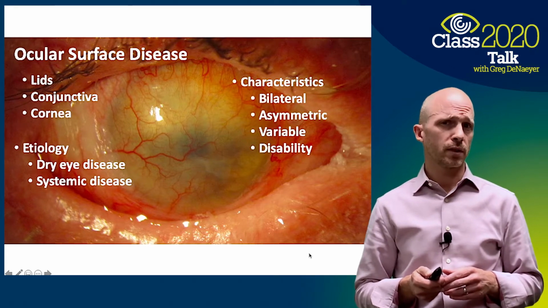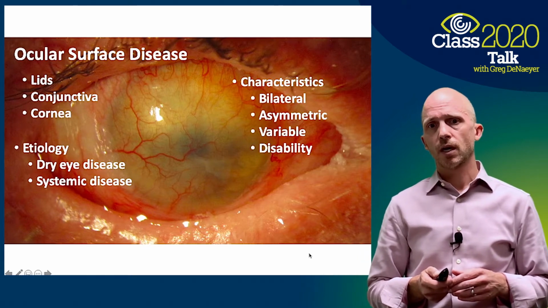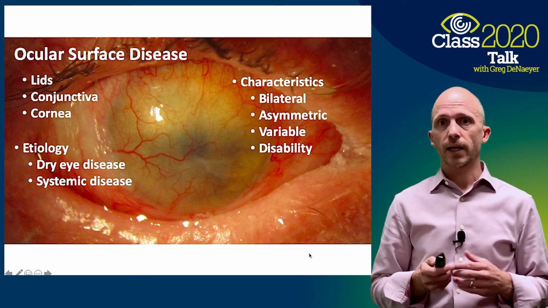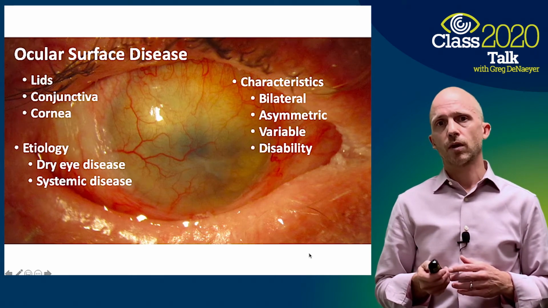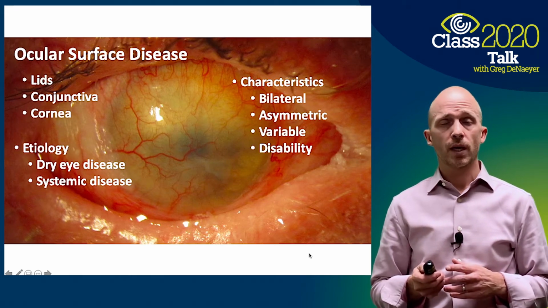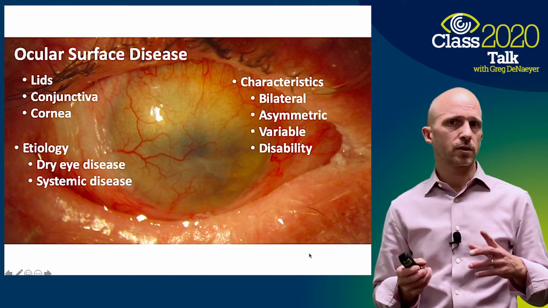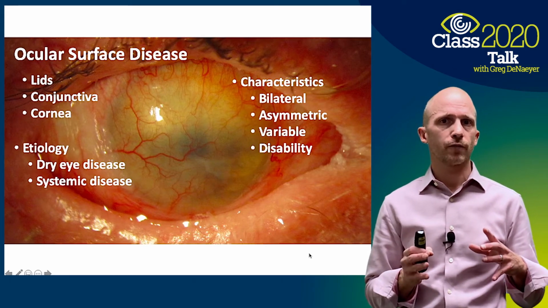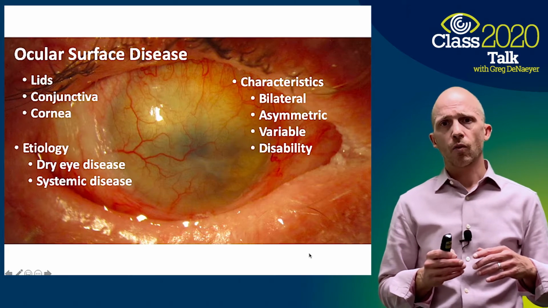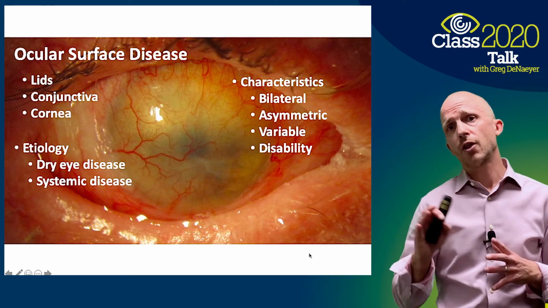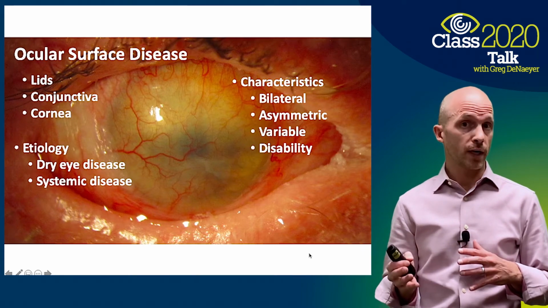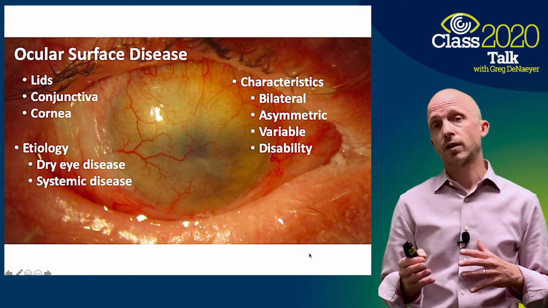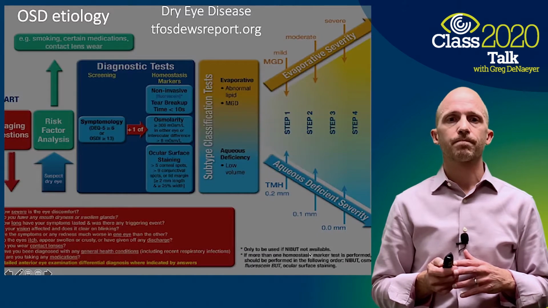What are the characteristics of ocular surface disease? Well, typically it is bilateral, but we do have patients that can be asymmetric, where one eye is affected more than the other. It can be quite variable, so we can have patients with mild ocular surface disease that's almost subclinical, and then on the other end of that spectrum we may have patients who have very severe ocular surface disease, and in fact severe enough that it leads to disability.